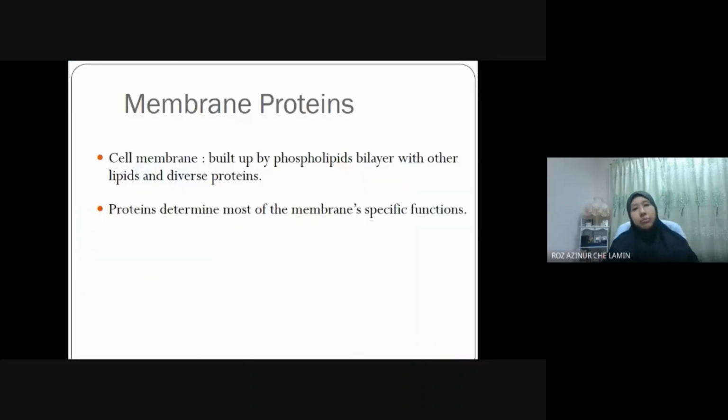Okay, now we move to the membrane protein. Membrane protein is also important in the cell membrane. It is built up by the phospholipid bilayer with other lipids and a diversity of proteins. Protein can determine most of the membrane's specific functions.